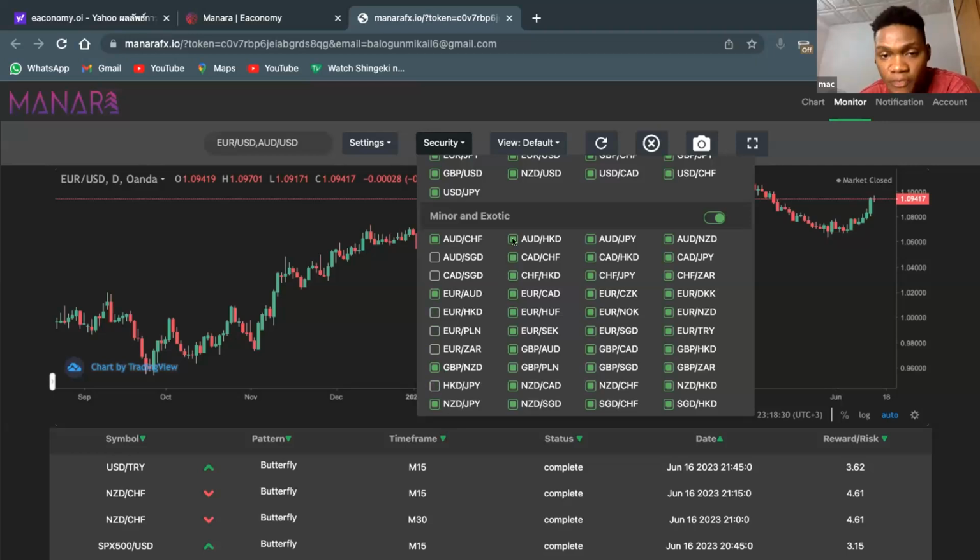I don't know this one. I know CAD CHF. I don't know this one. I know Euro CAD. I don't know this one. I know GBP AUD. I don't know this one. I know NZD CAD. I don't know this one. Next line. I know AUD JPY. I don't know this one. I know CHF JPY. I don't know this one. I know GBP CAD. I don't know this one. I know NZD CHF. I don't know what this one means. I know AUD NZD. I know CAD JPY. I don't know what this one means.